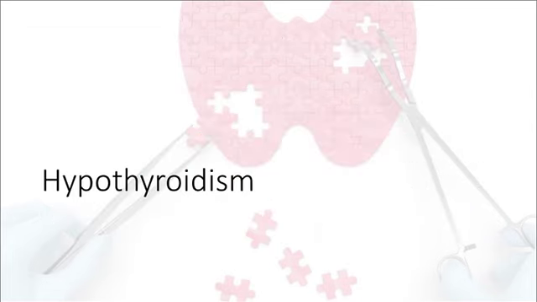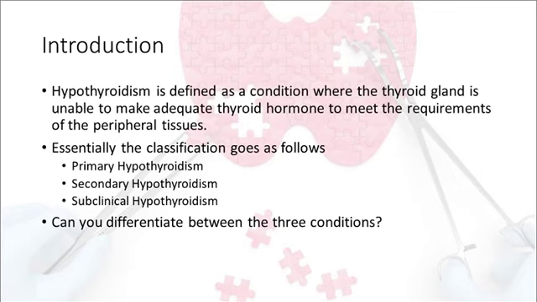Now, the next condition that we're going to discuss is hypothyroidism. Hypothyroidism itself is defined as a condition where the thyroid gland is unable to make adequate thyroid hormone to meet the requirements of the peripheral tissue. Essentially, we are going to go through 3 types of hypothyroidism: primary hypothyroidism, secondary hypothyroidism, and subclinical hypothyroidism.